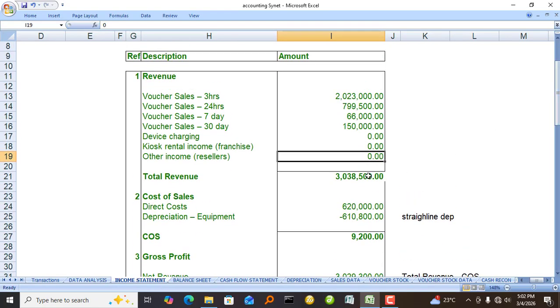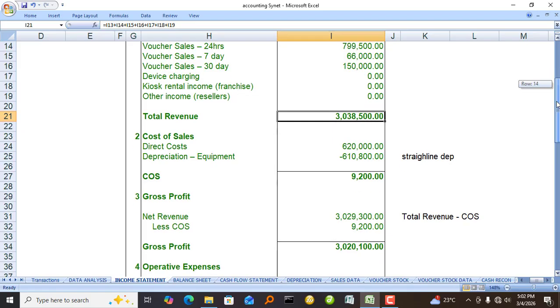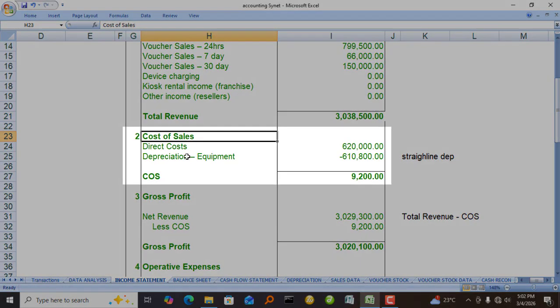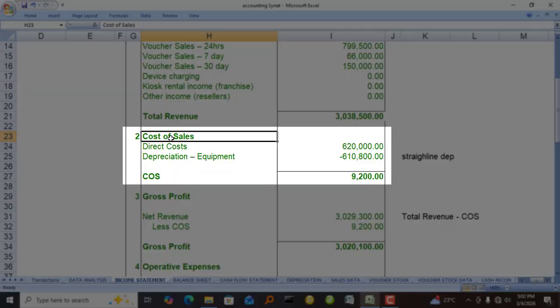Now the total revenue is all that you can see from the formula. All these are added and got here. Now the next thing you have to go to is the cost of sales. The cost of sales is the cost of doing business. If you want to do your hotspot business, what are those costs which, if you don't incur, the business stops? Examples of direct costs are equipment depreciation. Those are the two I have. For indirect costs, you have things like, let me give you one.